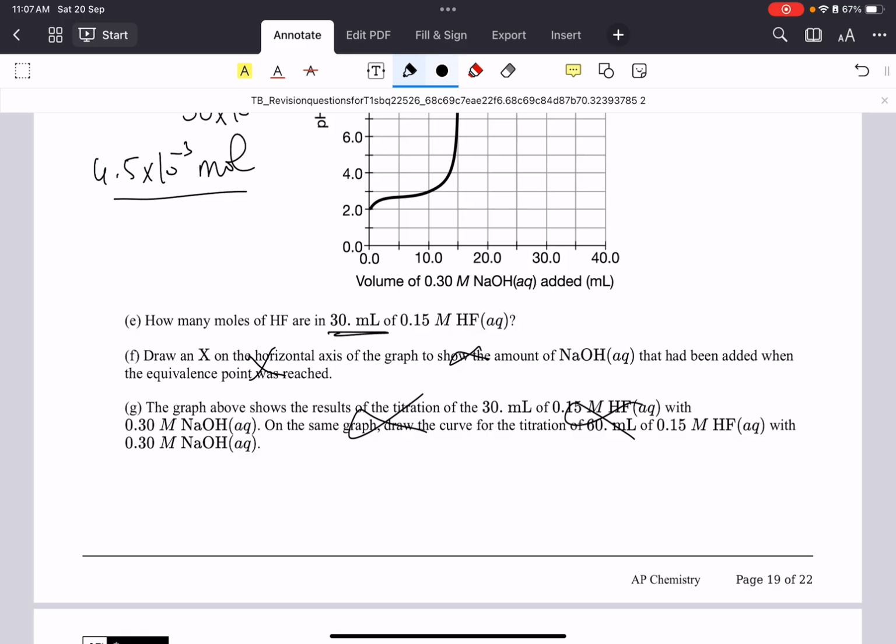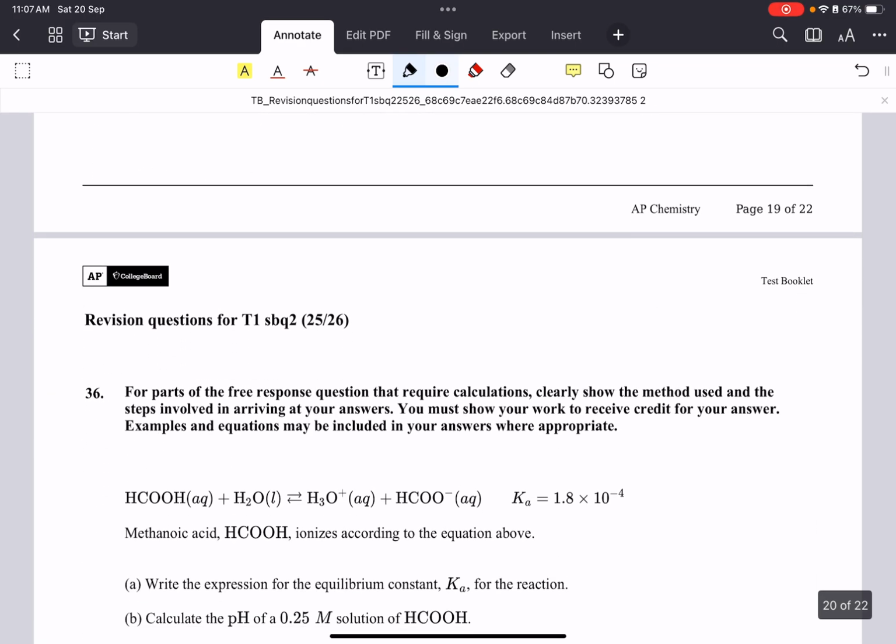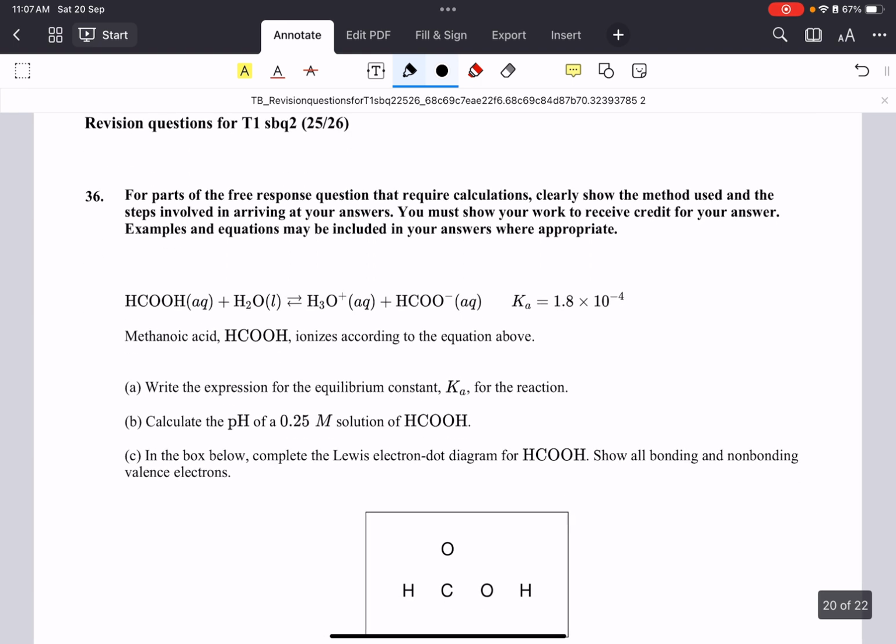I removed F and G since we didn't cover these questions in our lesson yet. Question 36. Again, this is always the same sentence that you must include your answers with the proper explanation, etc.